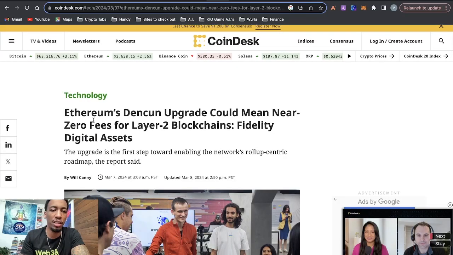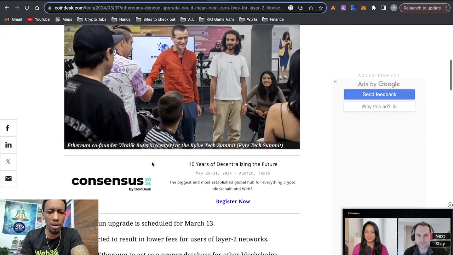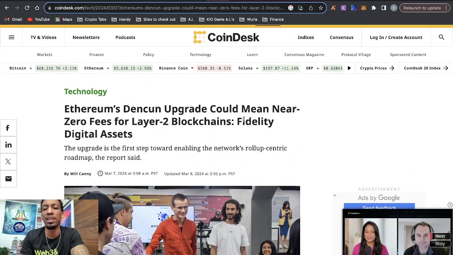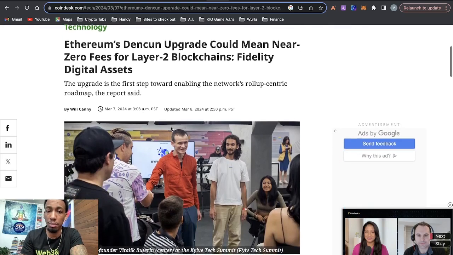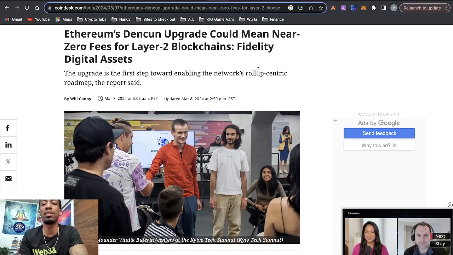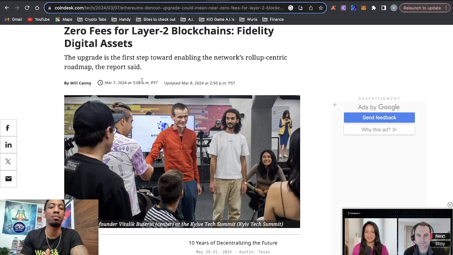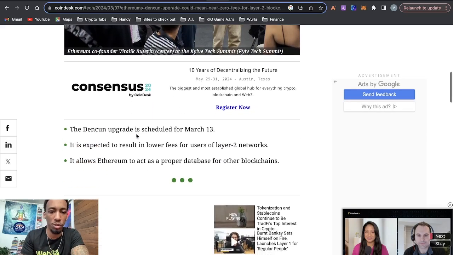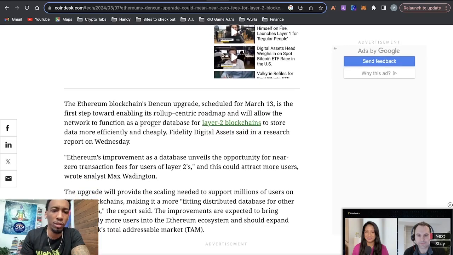And what we're going to be talking about is something called the Dencun upgrade. So it says here on CoinDesk, and this went live, I think, on March 13th: Ethereum's Dencun upgrade could mean near zero fees for layer 2 blockchains. And they're already cheap, right? And this is the first step towards enabling Ethereum's rollup-centric roadmap, which is their roadmap to take a modular approach, which means they're trying to optimize so that they're, like I said, scalable, decentralized, and secure without having to compromise for one.